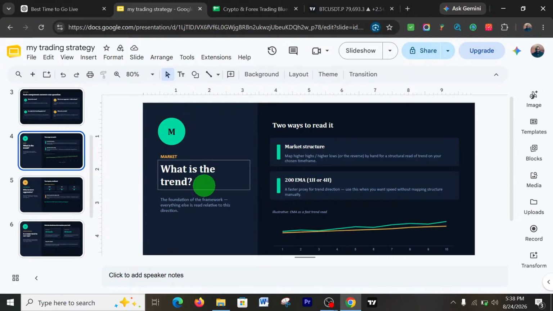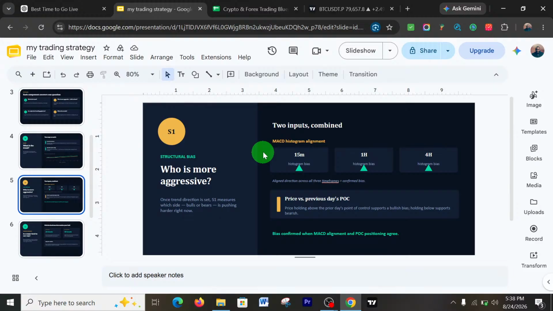So if you want to find out what the trend is, you use market structure or 200 EMA. Two ways to read it. Who is more aggressive? Once trend direction is set, S1 measures which side, bulls or bears, is pushing harder right now. All of the MACD has to align: 15 minutes, 1 hour, 4 hours, aligned direction across all three time frames. Price versus previous day's POC: price holding above the previous day's point of control supports a bullish bias. Holding below supports a bearish one. Bias is confirmed when MACD alignment and POC positioning agree.